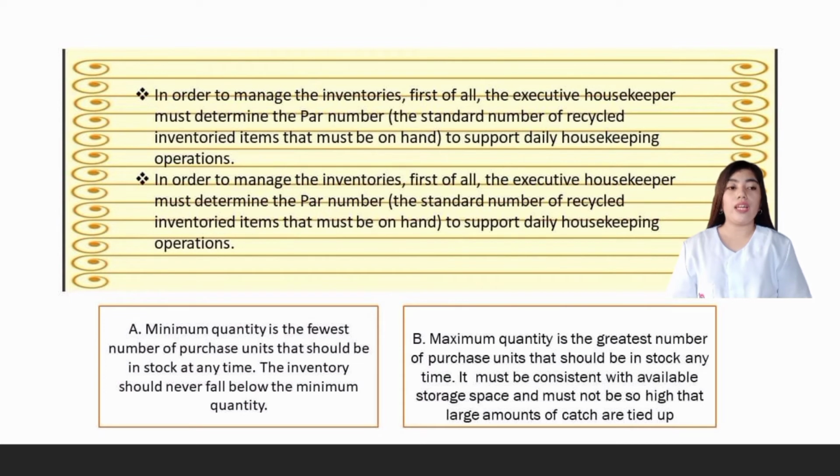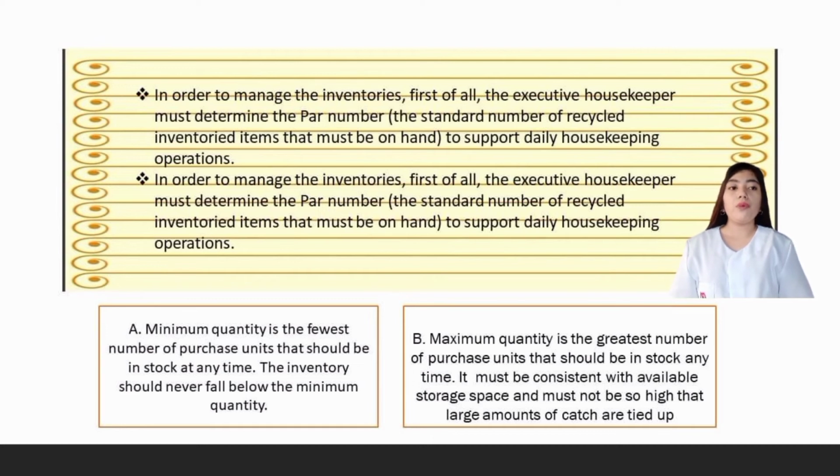In order to manage the inventories, first of all, the executive housekeeper must determine the par number, or the standard number of recycled inventoried items that must be on hand to support daily housekeeping operations. Minimum or maximum level is used to measure the on-hand quantity for the non-recycled inventoried items. When quantities of non-recycled items reach the minimum level established for the item, supplies must be replenished to bring the inventory back to the maximum level.